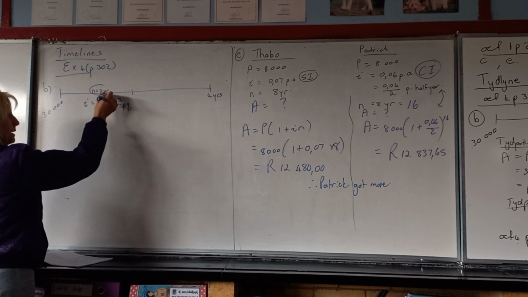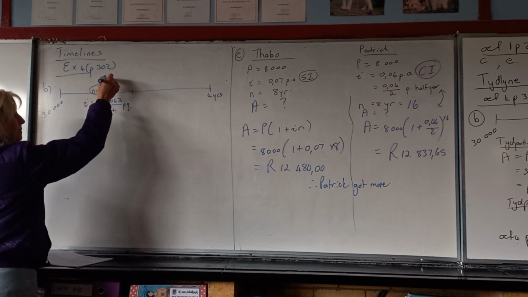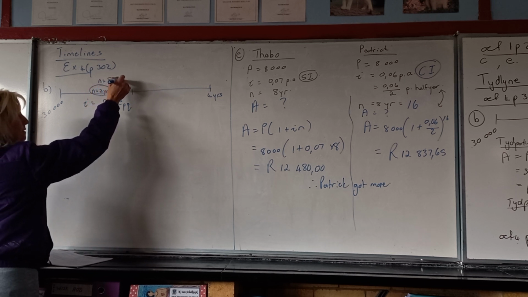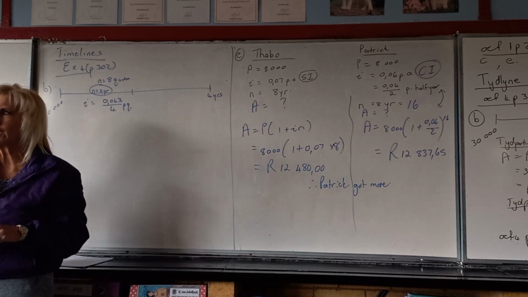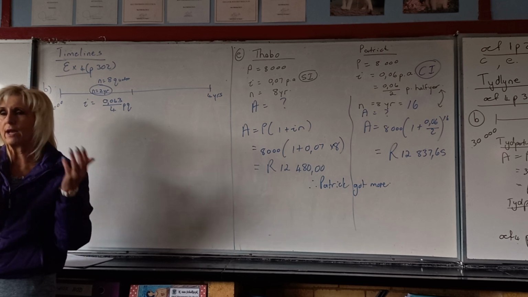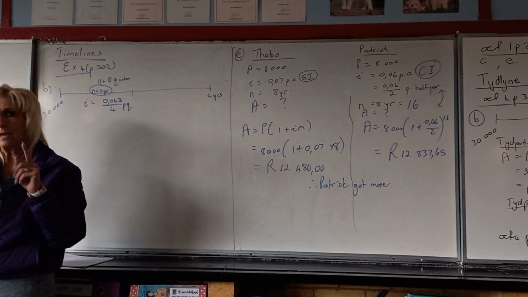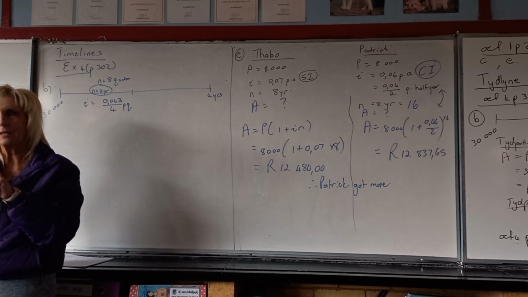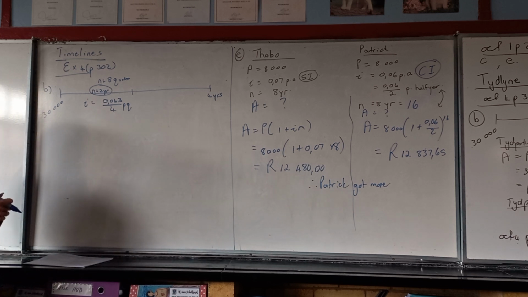So what must happen here? N must be times 4, which is 8. So that everything is in the same. You cannot have a monthly rate, but the time is in quarters. You cannot have quarters and the rate is in biannually. You've got to look at the interest rate and make sure that your n is in the same ratio as that. Okay?